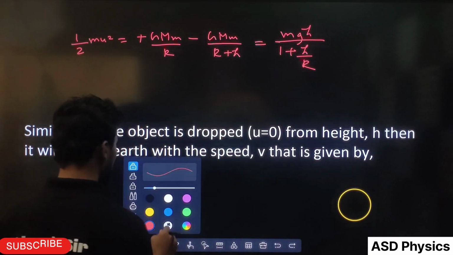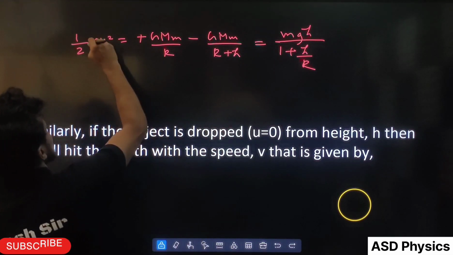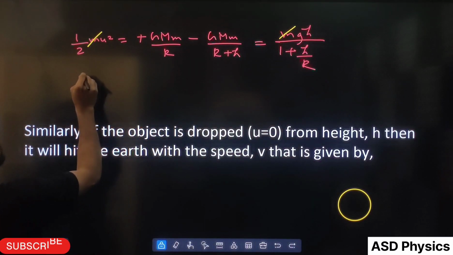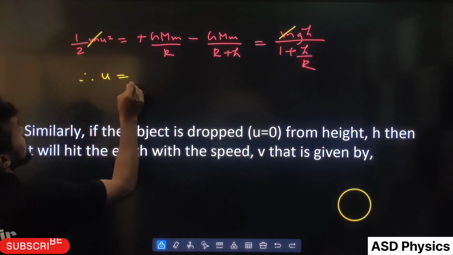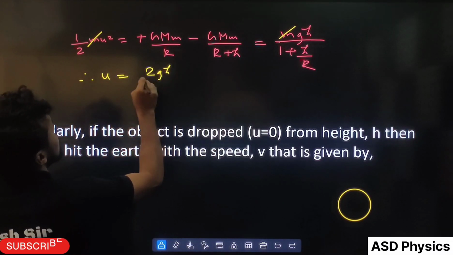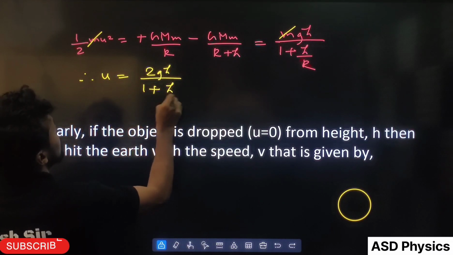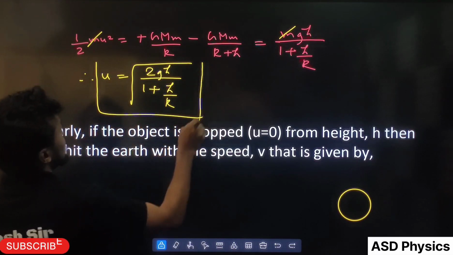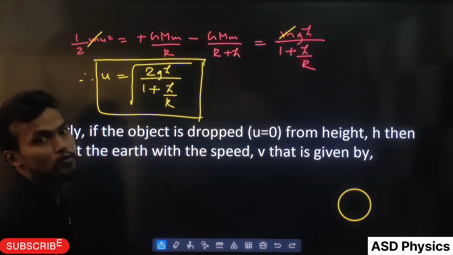Now this m and this m will cancel out. That means we can write u equal to the square root of 2gh by 1 plus h by R. This is the speed with which we have to throw it.